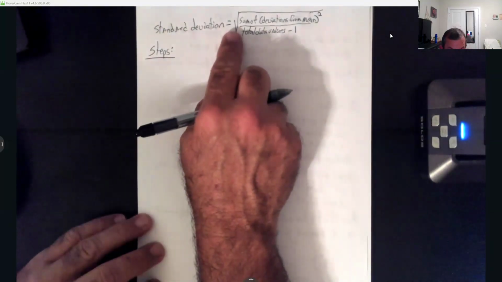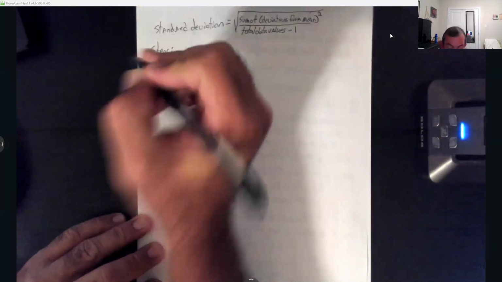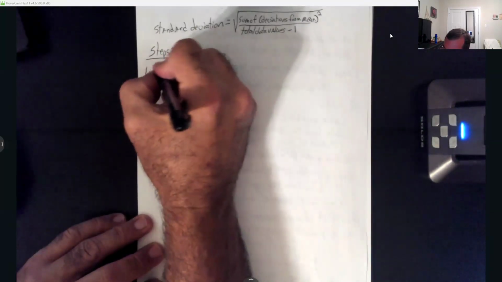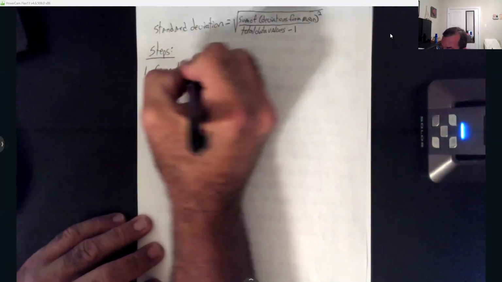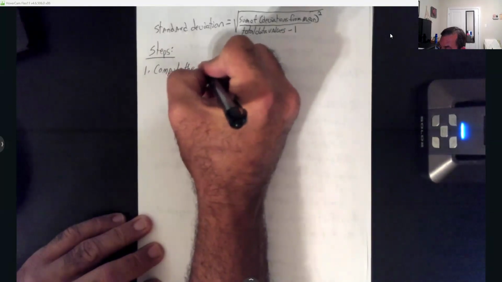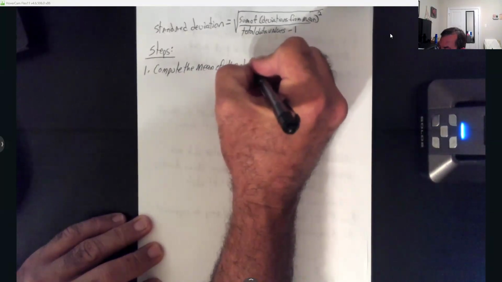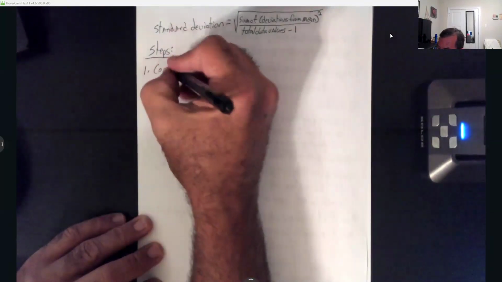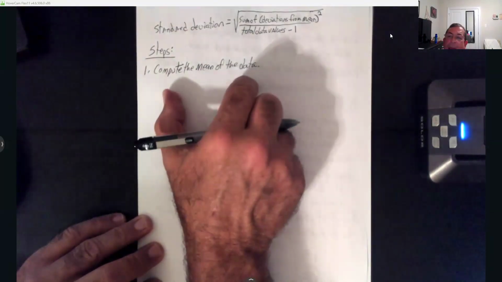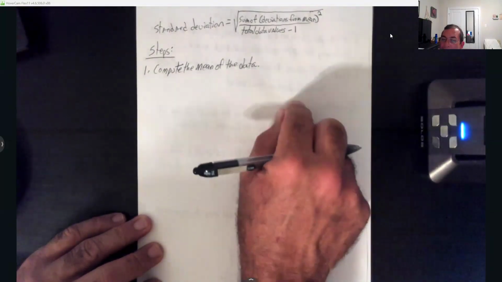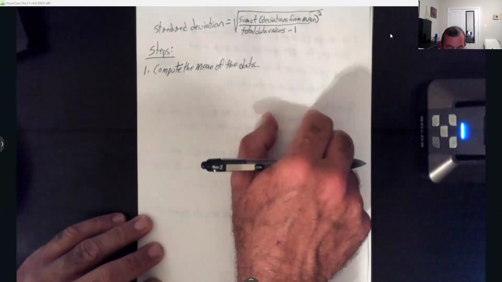So y'all, I'm actually going to do the steps for this, okay? So the steps for finding the standard deviation. The first thing you got to do, compute the mean of the data. And y'all remember, to compute the mean of the data, that's the average, you're going to add all them datas together and divide by how many you had.